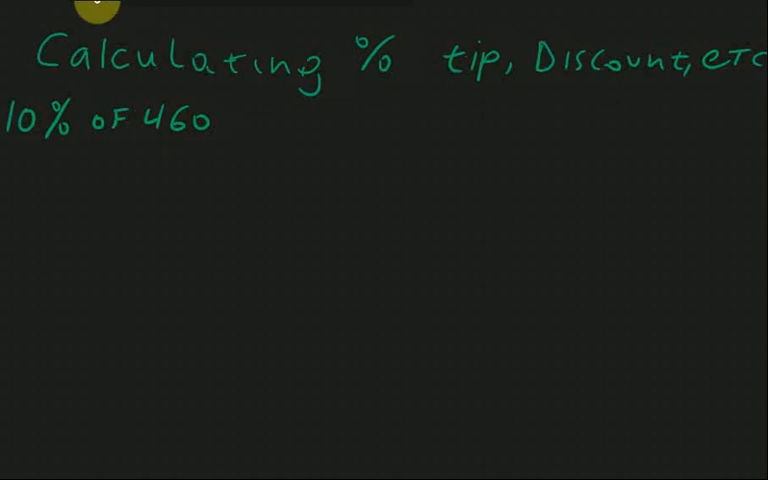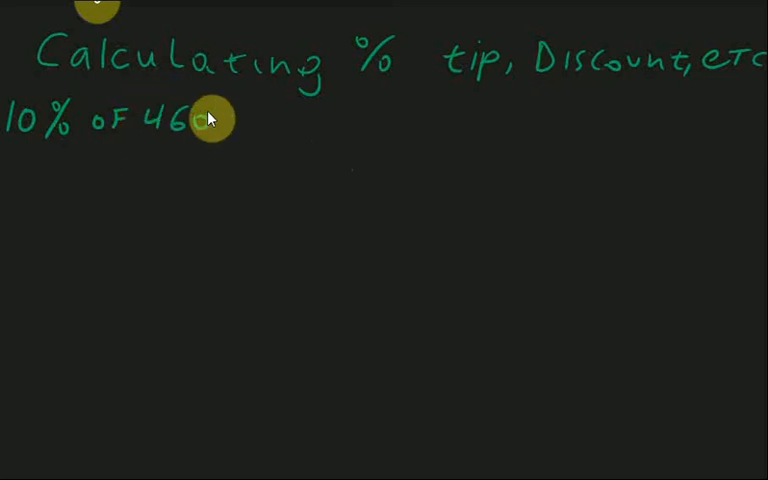In this lesson, I'm gonna talk about how to calculate percentage, tip, discount, and so on. For example, you went to the restaurant and you ate food, and let's say you spent 460 with all the family. So you have to pay tip too. Let's say tip is 10%. That means whatever 10% equals, you have to add to the 460. So you will be paying on top of that.